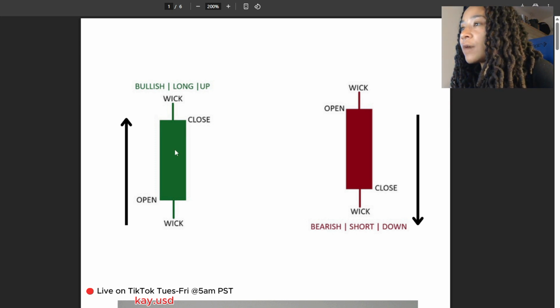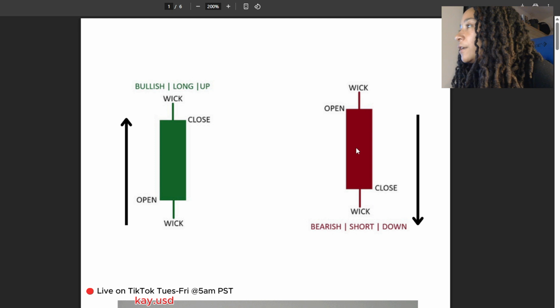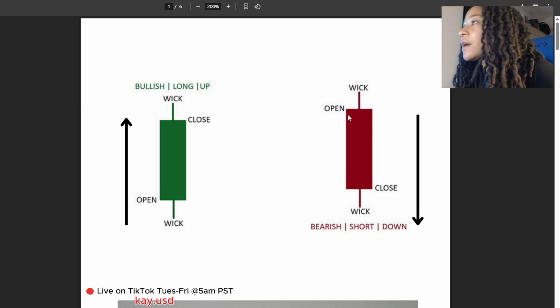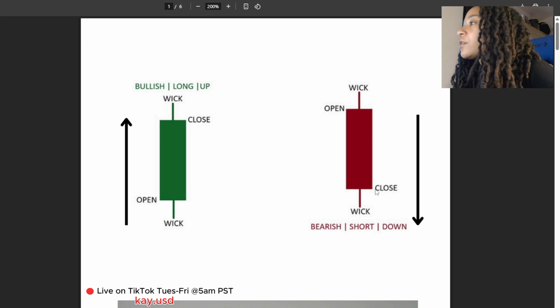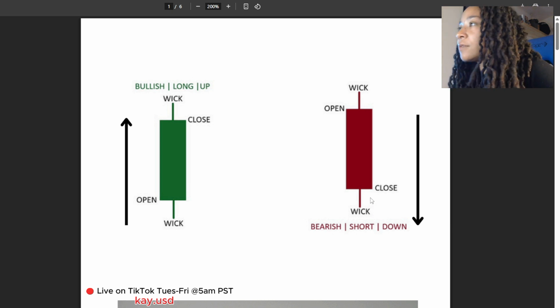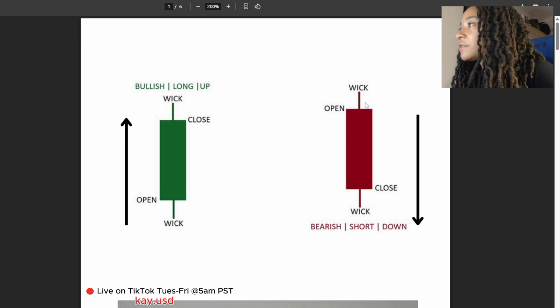This is a bullish candle, right? We have the open down here at the bottom, and we have the close up here at the top. We have a top wick on this candle, and we have a bottom wick on this candle. Here we have a bearish candle, a short candle, or a down candle, usually printing red. We have the open at the top and the close at the bottom, also having a top wick and a bottom wick. That's the general anatomy of a candle. Most candles have top and bottom wicks, and if they don't, you can assume that price is going to create one.